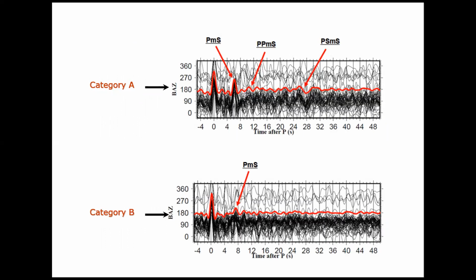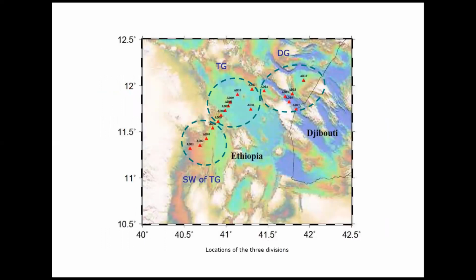Category A stations display a clearly defined single peak in the H-kappa plots. And as we can see, category B stations show a clear Pms but not PpMs or PsMs waves. The results of the H-K stacking are divided into three divisions: stations southwest of Tendaho Graben, the Tendaho Graben stations, and the Dubti Graben and the adjacent horst stations, as seen in this figure.